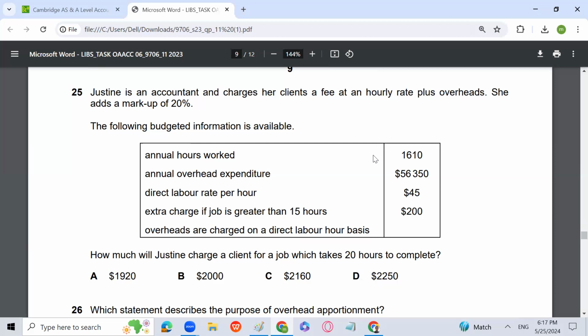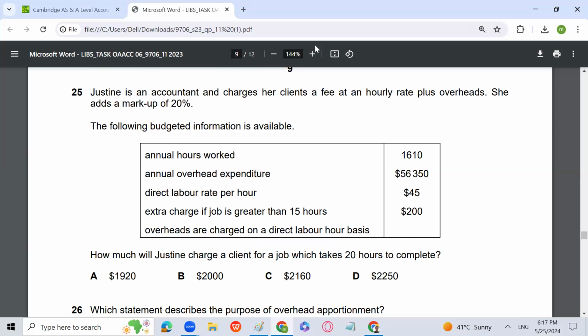Extra charge of 200 will have to be paid because the job has taken 20 hours, and above 15 hours, $200 will be paid extra. Annual overhead expenditure is given as 56350. So you can calculate the overhead rate. How? 56350 divided by annual hours 1610, you will get the overhead rate, OAR, which is multiplied by 20. And 20 hours into 45 will also be paid for direct labor.